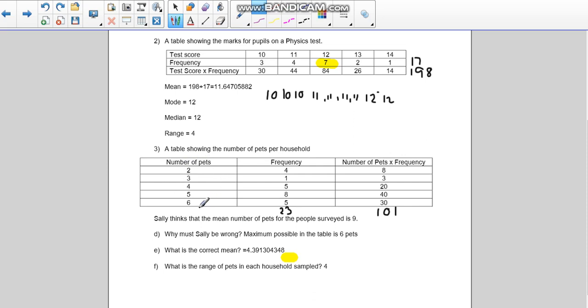Well, remember that our answer here needs to be between 2 and 6. We can't have more than 6, sorry, because nobody had more than 6 pets. So we can't have a mean of 9. Okay, so the correct mean would be 101 divided by 23, and that's going to come out as 4.391. And the range of pets, again, the highest number of pets was 6, the lowest number of pets was 2, so that's a range of 4.